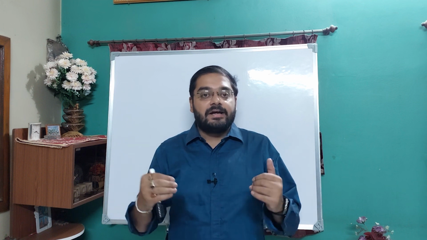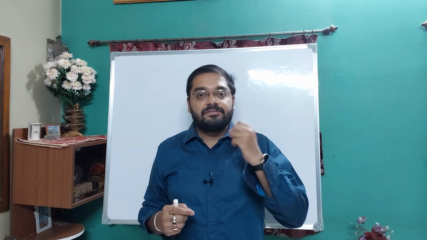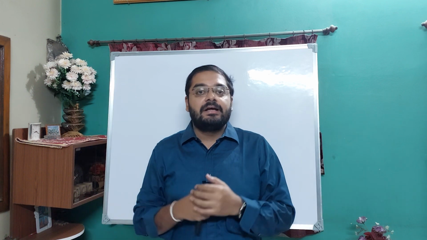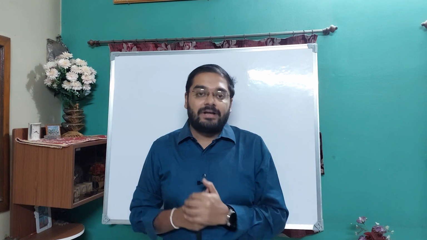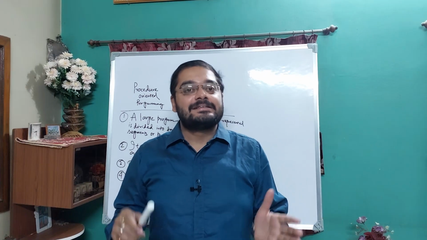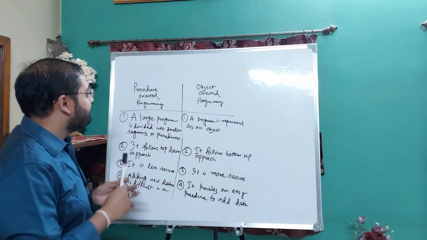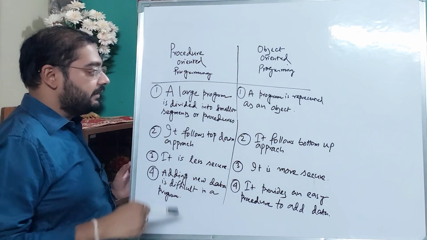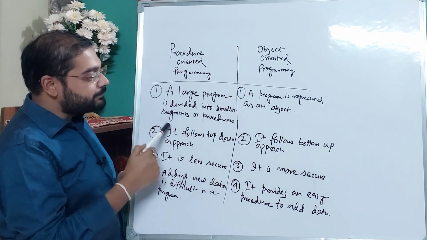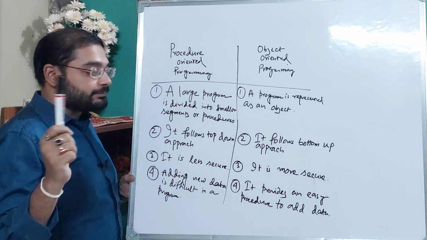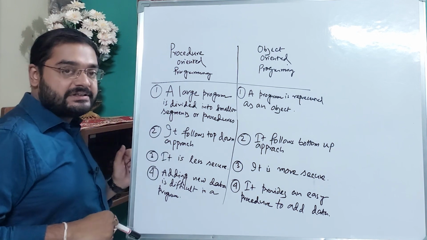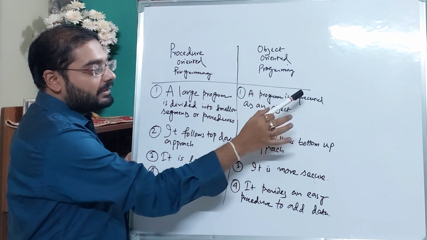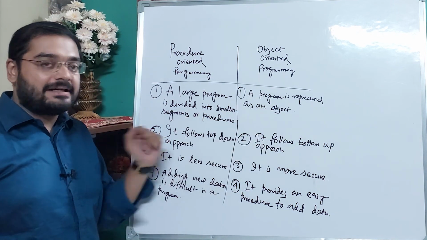Now I will explain the basic differences between procedure oriented and object oriented programming that can help you for your exam. So let's see the board. Here is the basic difference. First, in procedure oriented, a large program is divided into smaller segments or procedures, and in object oriented, a program is represented as objects.